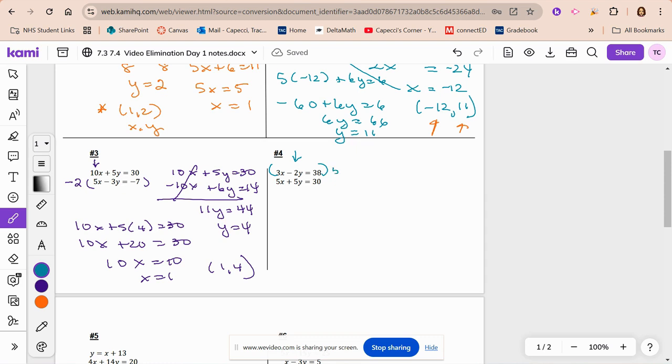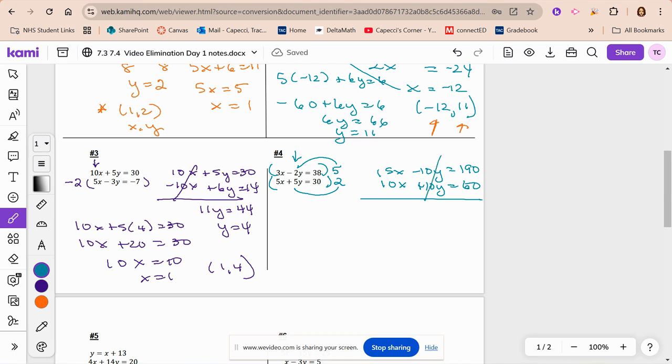So I'm going to multiply this first equation by 5 because 5 times 2 is going to give me negative 10. And I'll multiply the second equation by 2 because 2 times 5 gives me positive 10, and that's what I want, opposite numbers. So that gives me 15x minus 10y is equal to 190. Do the same thing with the second equation. That gives me 10x plus 10y is equal to 60.